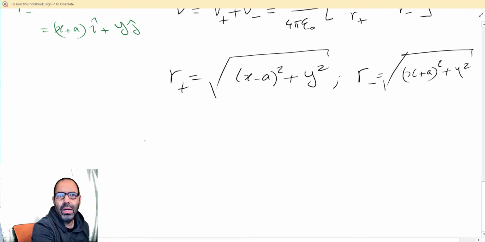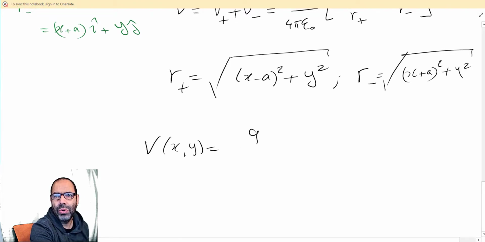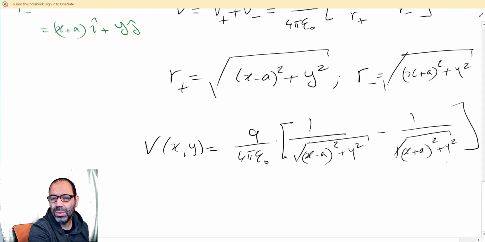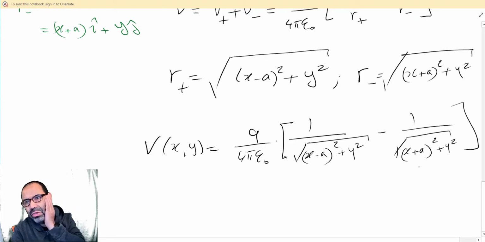So now V as a function of x and y is simply equal to q over 4 pi epsilon naught times, open parentheses, the inverse of this number, which is just 1 over the square root of x minus a, the whole thing squared, plus y squared, minus 1 over the square root of x plus a, the whole thing squared, plus y squared, and the whole thing is closed in parentheses. So we have found the potential.